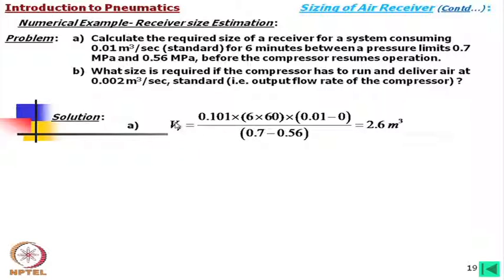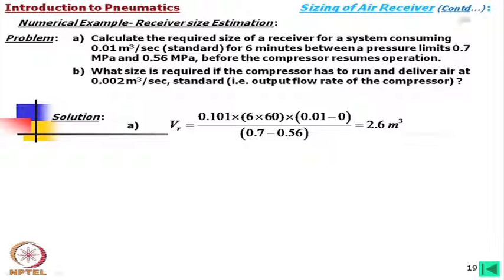Now, simply to calculate the VR, we consider this is the pressure and this is the 6 minutes time, means this is in seconds, and this is the difference of this pressure here, and this is the difference in the flow capacity. So, what we find is that we need a reservoir capacity of 2.6 meter cube at least, but here we have simplified the problem to arrive at this formulation.